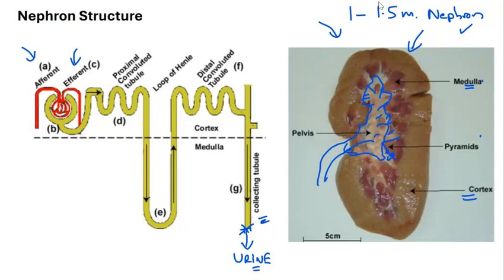Now, if we follow that tube upwards, we're going through the collecting tubule, which is here, and that comes up into the cortex, where it begins to twist and turn. This first twisting and turning is called the distal convoluted tubule. Then it dips down into the medulla again and then back up, and this dip is called the loop of Henle.